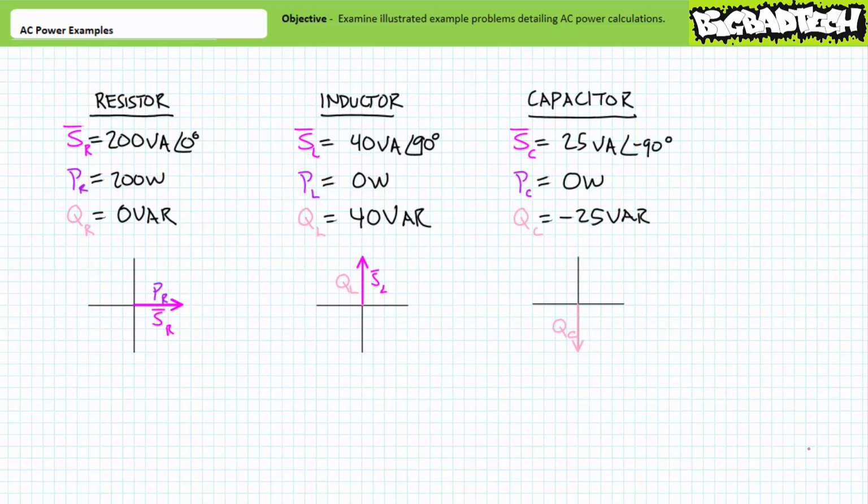Finally, consider a capacitor experiencing 25 volt amperes of apparent power at an angle of negative 90 degrees, 0 watts of which is being dissipated as real power, since negative 25 VARs is being directed towards a reactive interchange. Again, I personally loathe this terminology, but you might hear people saying that this capacitor is supplying 25 VARs of reactive power. In this case, the apparent power vector perfectly overlaps the negative reactive power component, where the negative 90 degree angle accounts for polarity.